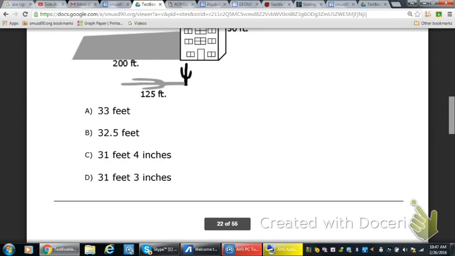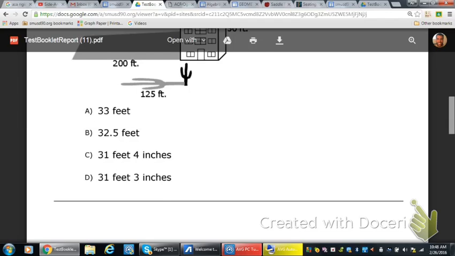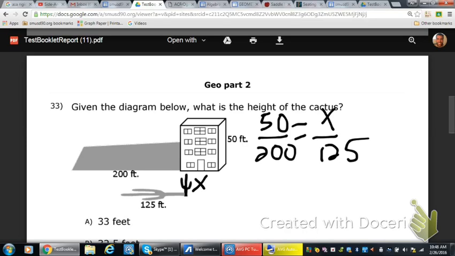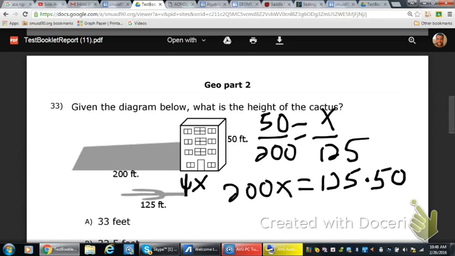Again, when you see problems like this, you need to remember height is to shadow as height is to shadow. I'm going to call this x since we don't know what it is. So 50 is to 200 as x is to 125, height to shadow. And then you would cross multiply. 200x equals 125 times 50, and you would, of course, use your calculator to help you out. That's okay. For these types of problems, it's always going to get you the right result if you follow the height is to shadow as height is to shadow pattern.